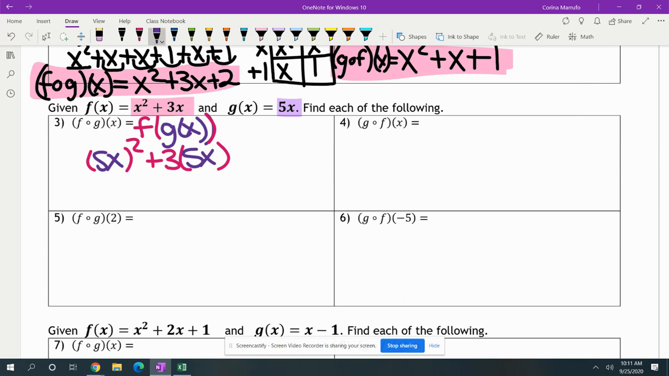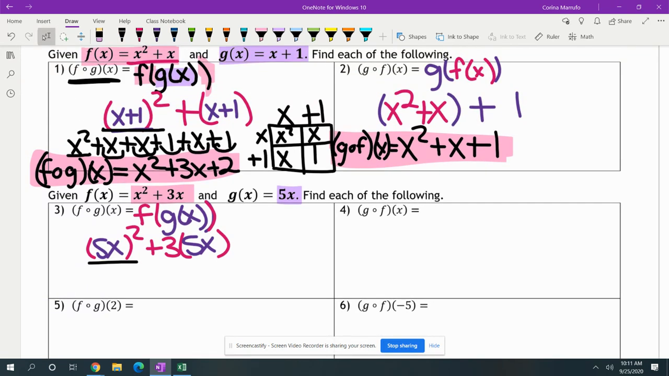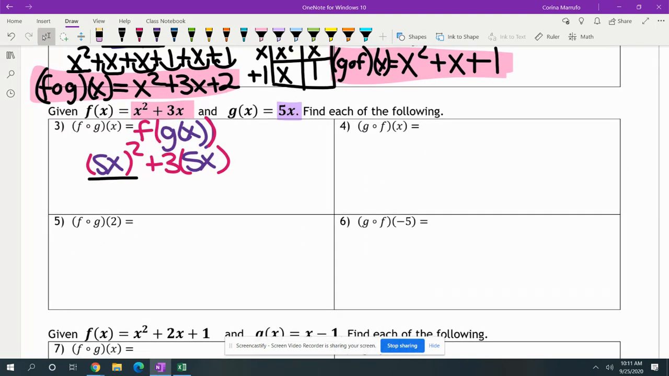Okay, so this one is a little bit different when we square it because it's not 2 terms. It is 5x. On the last one it was x plus 1, so we had to multiply in a box method. But this one's just 5x, so you just square the 5 and the x. 5 squared gives you 25. x squared gives you x squared. And then plus 3 times 5 gives you 15x. These two, we check to see if we can combine, but we can't because they're not like terms. So that means that f composite g of x equals 25x squared plus 15x.